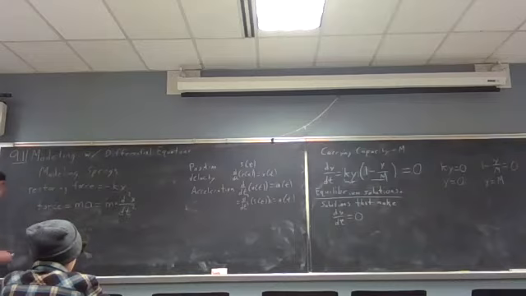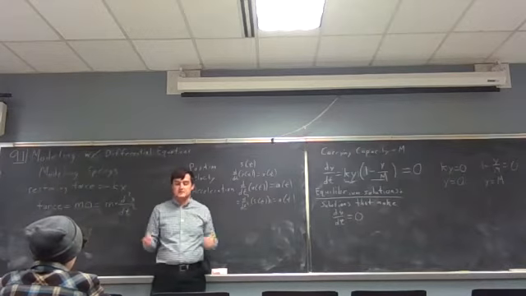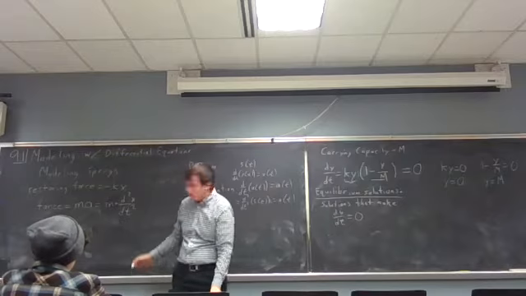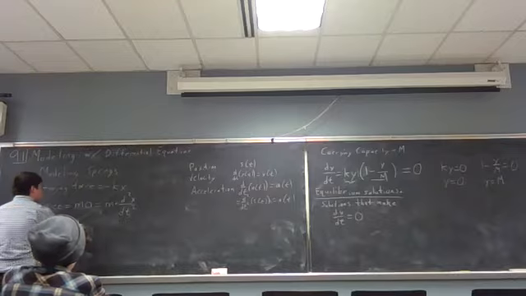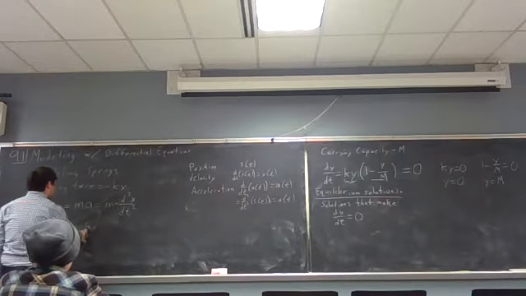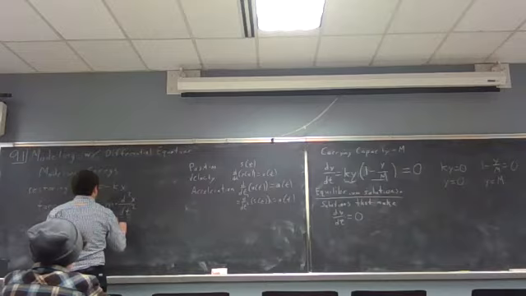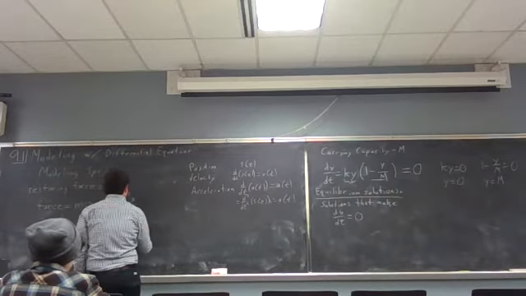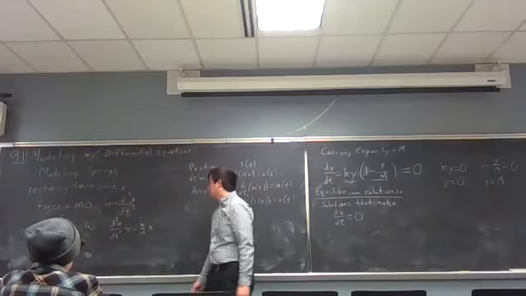So I need these two things to be equal, because they're two different representations of the same force. What ends up happening is I get m times d squared x over dt squared equals negative kx, or maybe I can write this as d squared x over dt squared equals negative k over m times x.